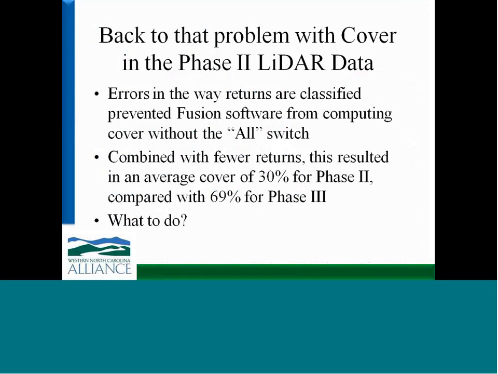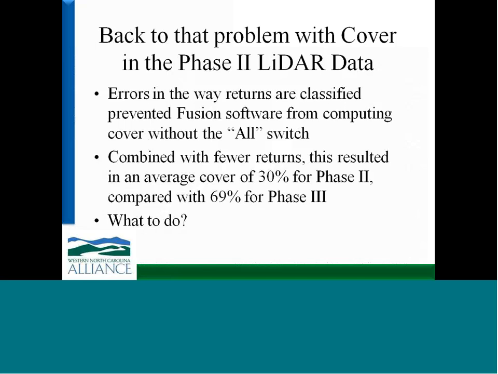Errors, best I can tell, in the way the returns were classified prevented Fusion software from computing cover without the all switch. If cover was computed with just first returns, an error message would occur, and there would be a null output. That changed with the all switch. The difference with the all switch is it uses all returns and not first returns, which changes the values. Combined with the fewer returns compared to phase 3, this resulted in an average cover of 30% for the phase 2 data compared to 69% for the phase 3 data.